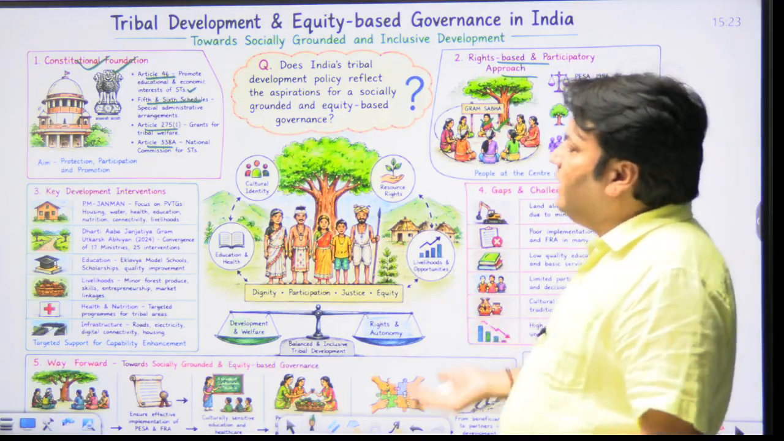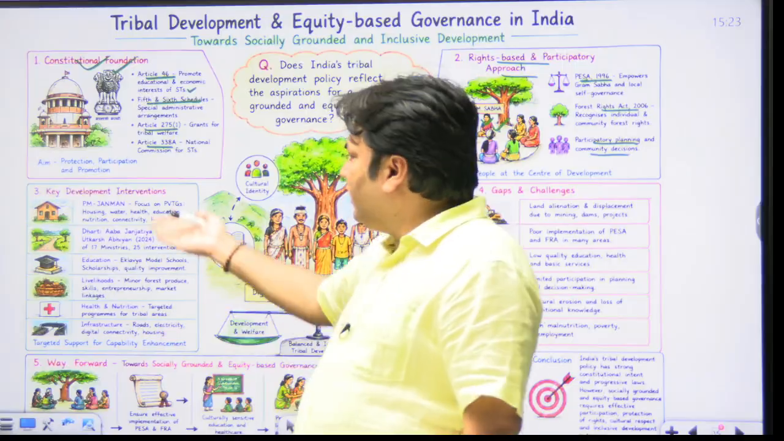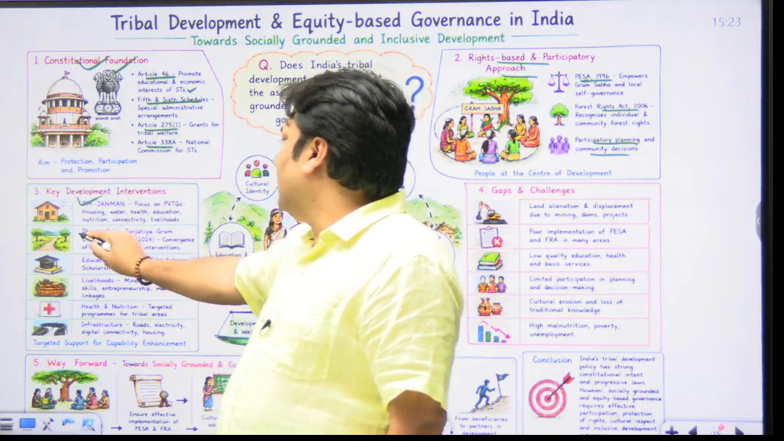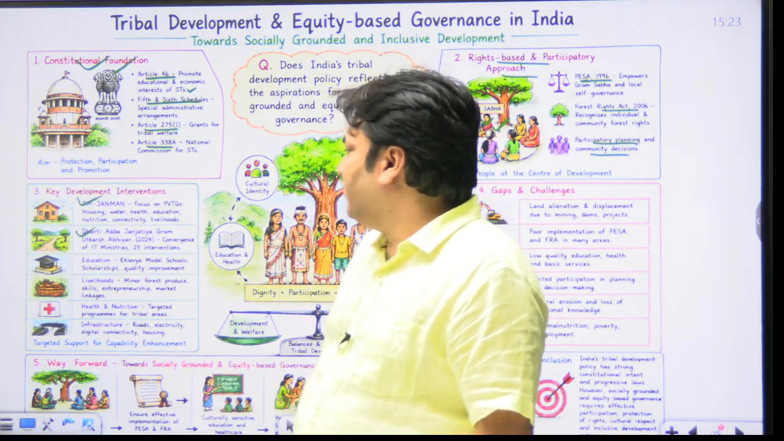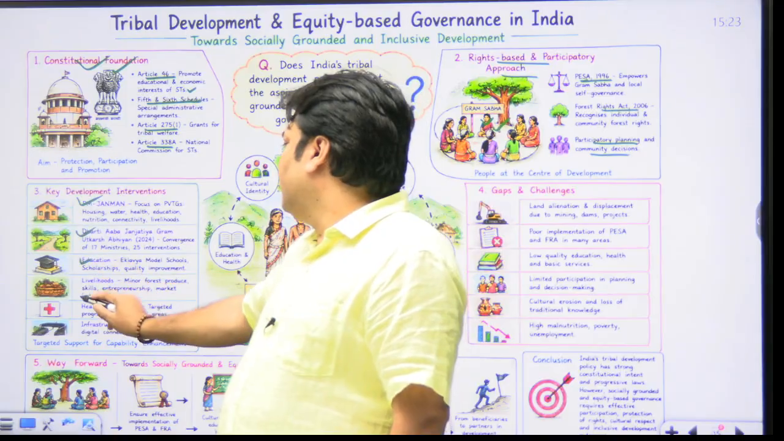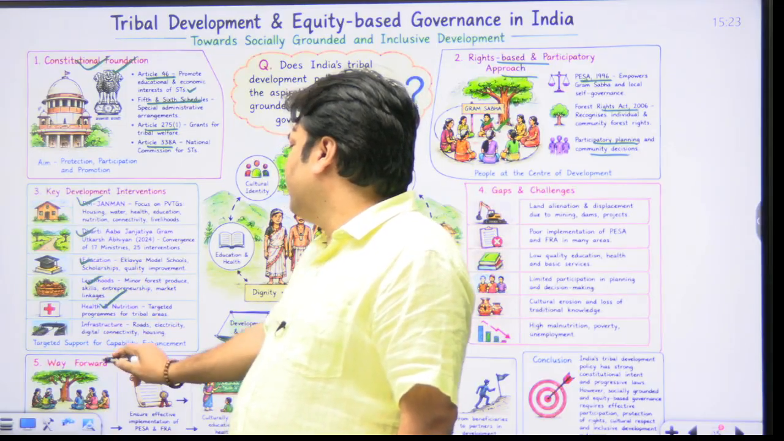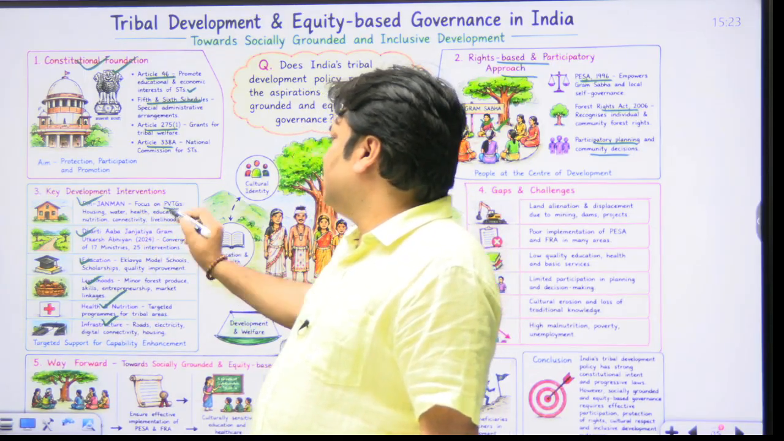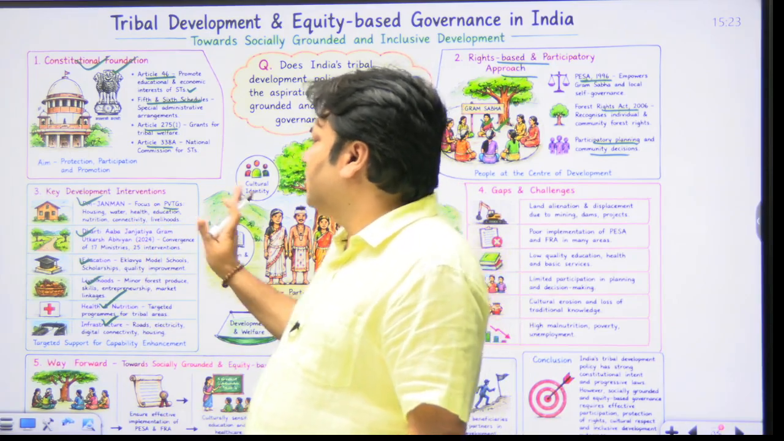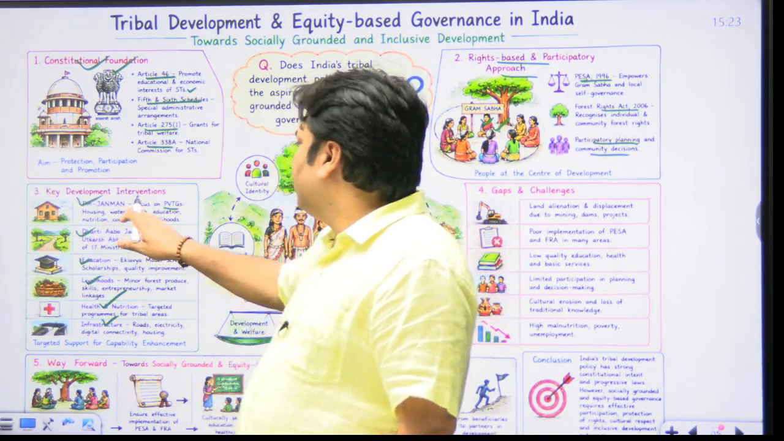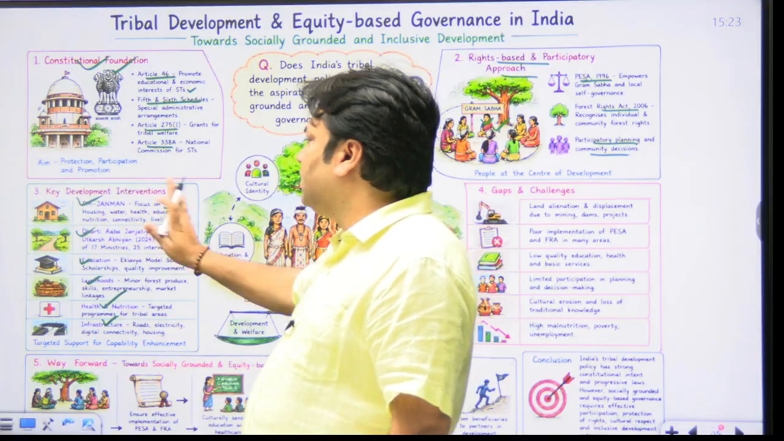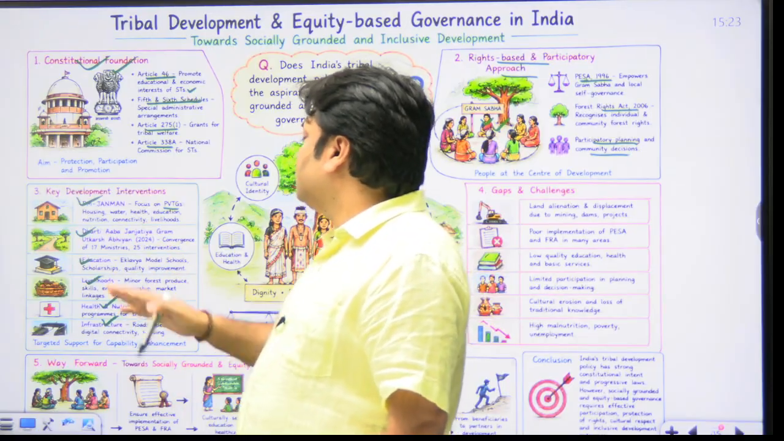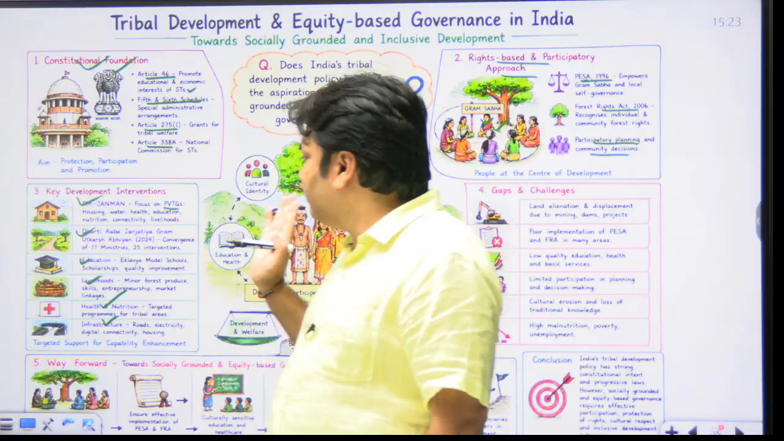Now, what are the key development interventions? So you can write the name of schemes like PM Janman, like Dharti Aba Janajatiya Gram Utkarsh Abhiyan, okay, education, livelihood, health and nutrition, and infrastructure. So PM Janman focuses on PVTGs, particularly vulnerable tribal groups: housing, water, health, education, nutrition, connectivity, and livelihood. Dharti Aba Janajatiya Gram Utkarsh Abhiyan, convergence of 17 ministries and 25 interventions.